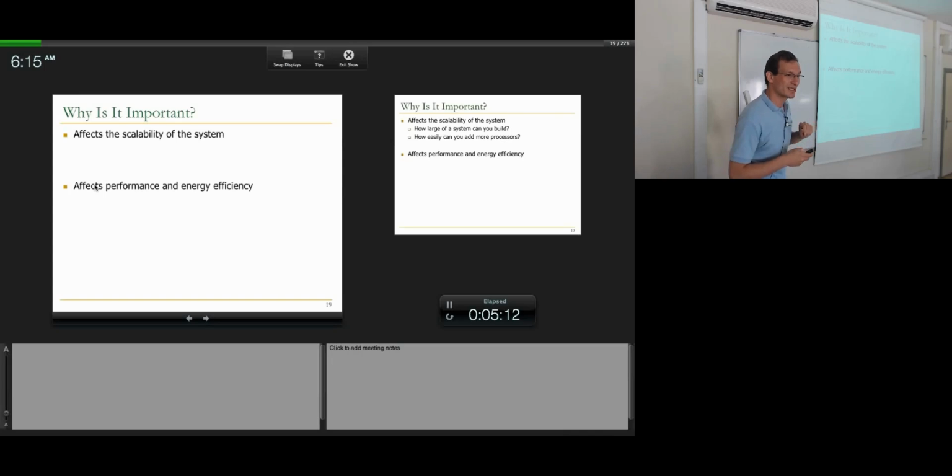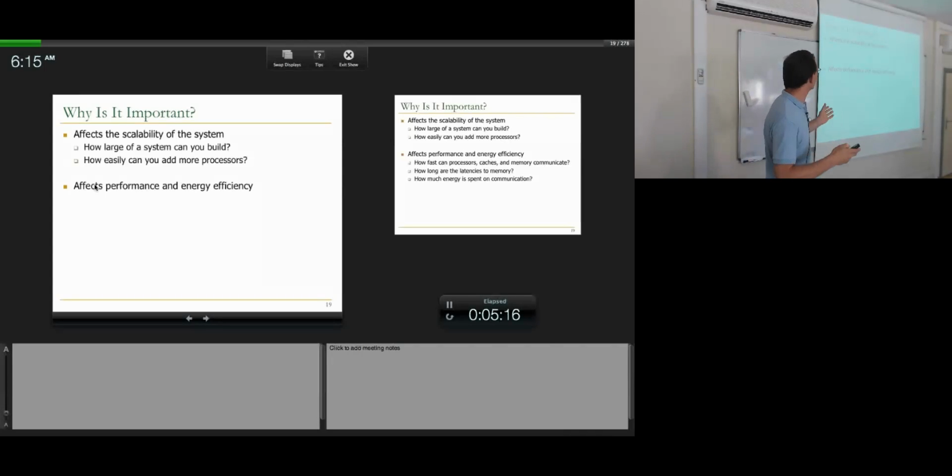So why is it important? This is important because it does affect the scalability of the system. If you do not have a scalable interconnection network, you cannot build a very large system. And it also affects the ease of scalability of the system. How easily can you add more processors into the system without running into performance issues?